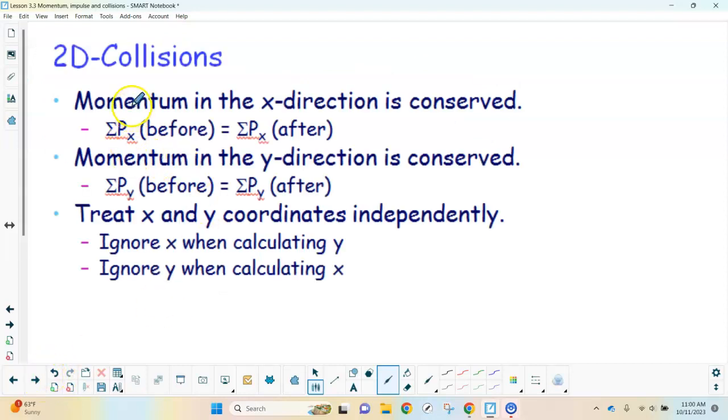Okay. Again, two-dimensional problems, you're just conserving in both directions, before and after, that's what I talked about. They're independent of each other. So the x direction conserves whatever the x momentum is, and the y conserves momentum, and then you put them together to find the overall resultant momentum.